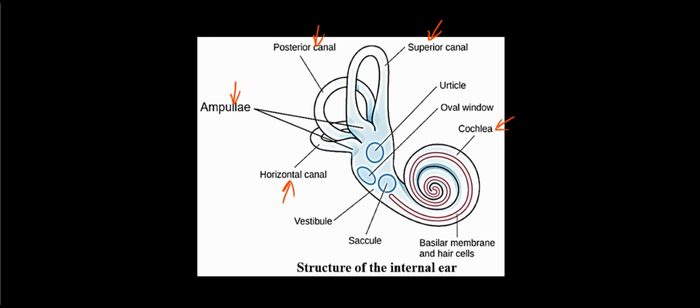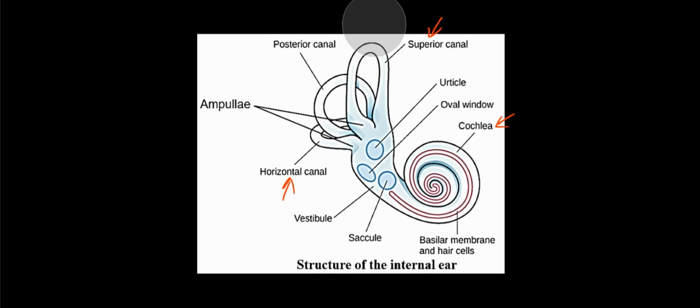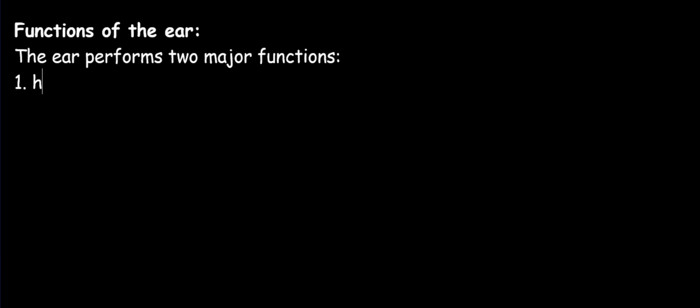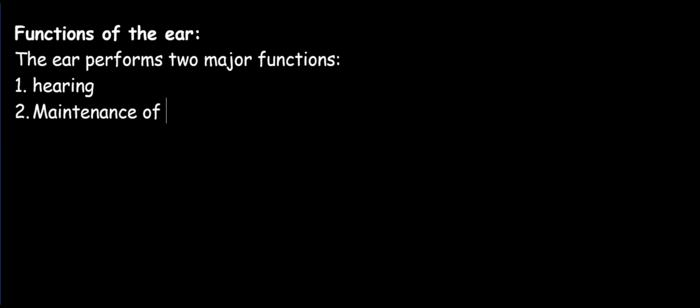Having looked at the inner ear, now we are going to be talking about the functions of the ear. The ear performs two functions, and these are hearing and maintenance of balance. We will talk about the various mechanisms for hearing and also the mechanism of balance. First of all, let's look at the mechanism of hearing.